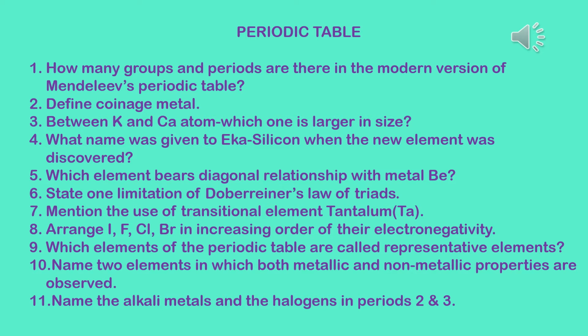Next question. Name the alkali metals and the halogens in periods 2 and 3. Answer. Alkali metals, that is lithium 2,1 and sodium 2,8,1. This lithium within bracket 2, 1. This is the electronic configuration of lithium. And halogens, fluorine 2,7 and chlorine 2,8,7. Okay. So within bracket, these numericals I am telling, these are the electronic configuration of that particular metal.